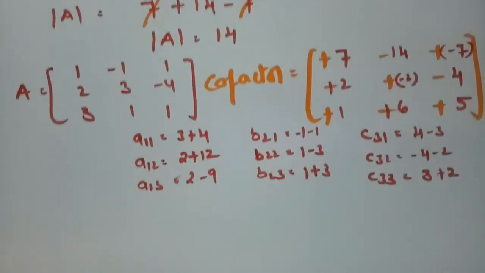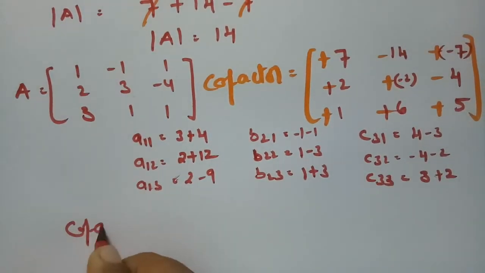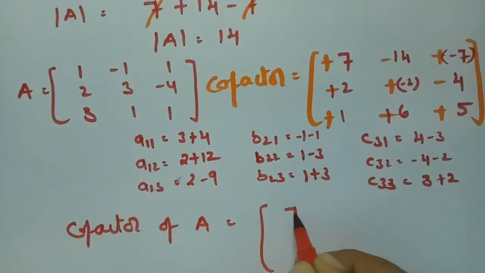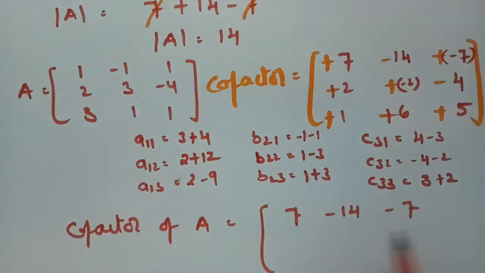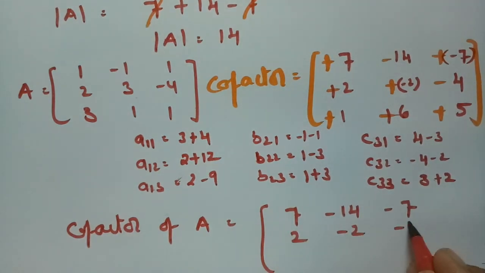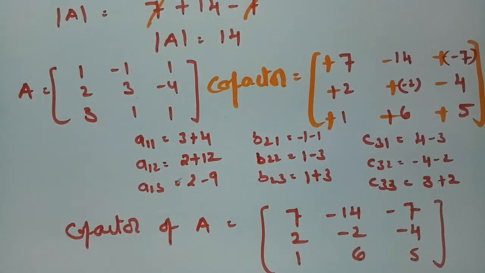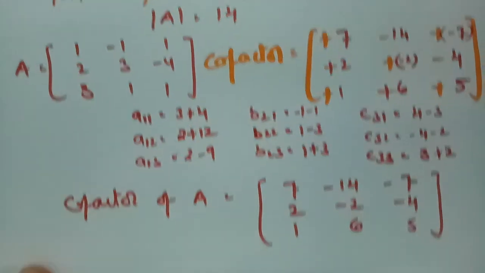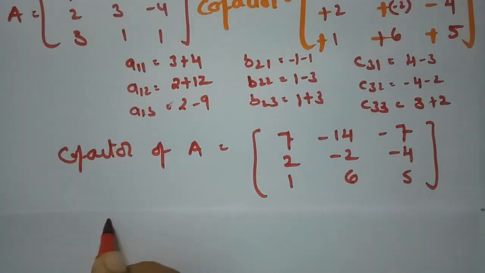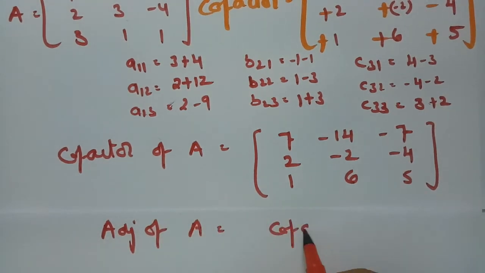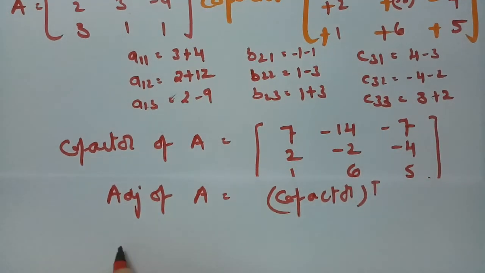After getting the cofactor matrix, see our cofactor of A is nothing but this is 7 minus 14 minus 7. This is 2 minus 2 minus 4. This is 1, 6 and 5. So now we have to find out the adjoint of A. Adjoint of a matrix is nothing but, see here, adjoint of A is equal to cofactor transpose. So we have to transpose the cofactor matrix.